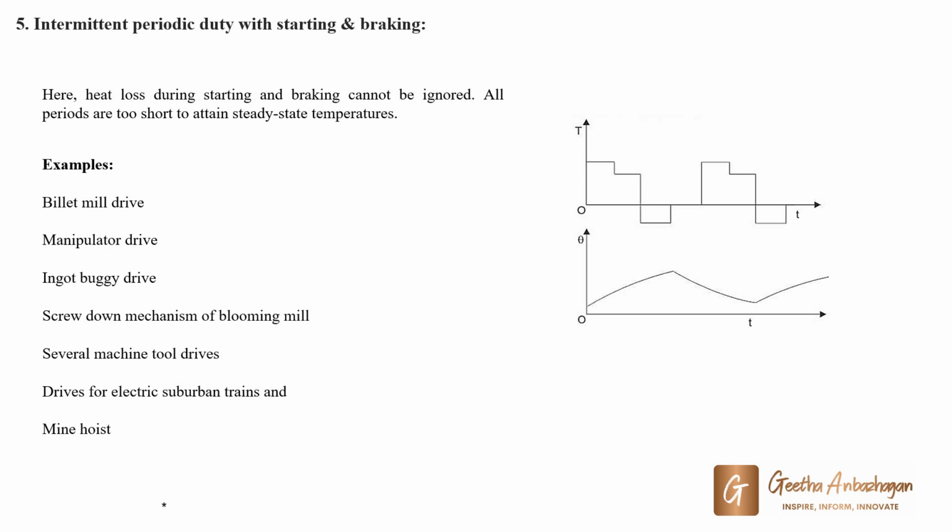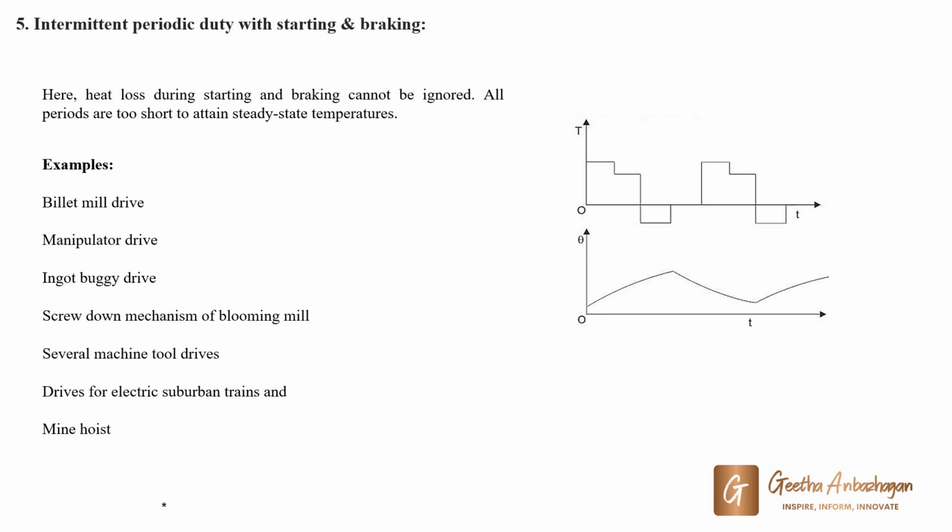Next, we have intermittent periodic duty with starting and braking. This is an intermittent periodic duty where heating during starting and braking cannot be ignored. It consists of a starting period, a running period, a braking period, and a rest period, all being too short to reach their steady state temperature value.